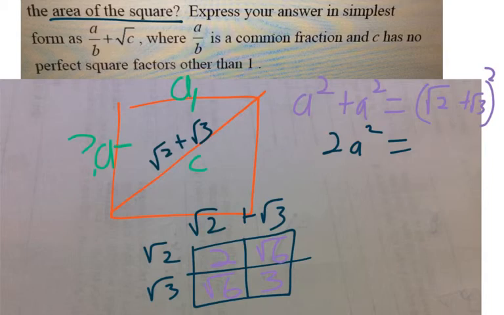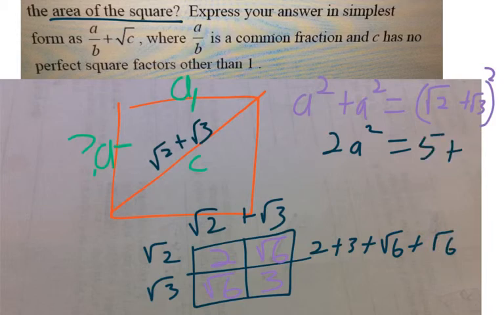And now I'm going to add my numbers up. So we're just adding these all up. So 2 plus 3 plus root 6 plus root 6. And that gives me, up here, I'm going to have 5 plus, how many of the root 6's do I have? 2. So it's 2 root 6. So you're just treating those like x's. X plus x is 2x.